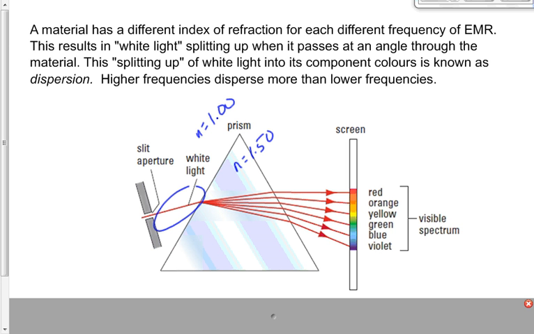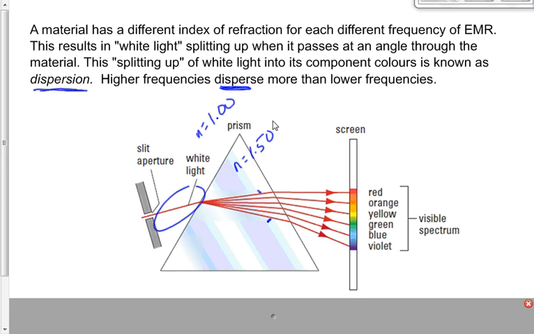But watch what happens when that white light strikes the prism at an angle. White light bends, right? Every color bends, but every color bends a slightly different amount because there's a different index of refraction for glass for each different color. So what you're going to find here is that the light splits up. It disperses. Okay? Dispersion. Red light bends the least. Violet light bends the most.